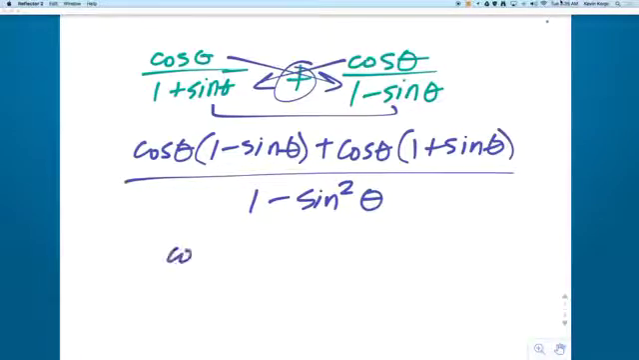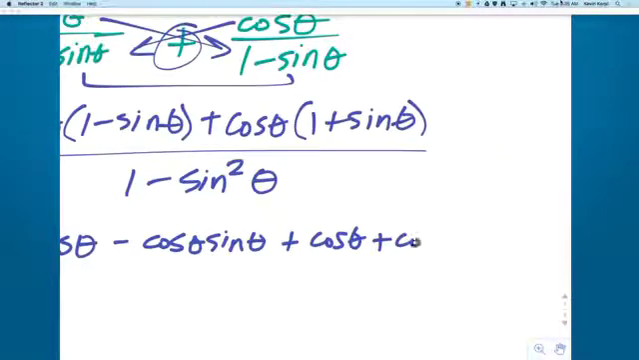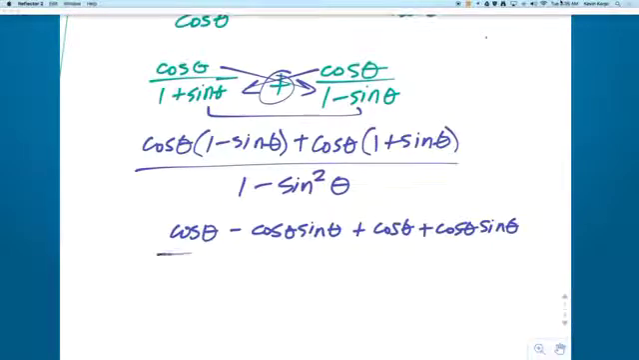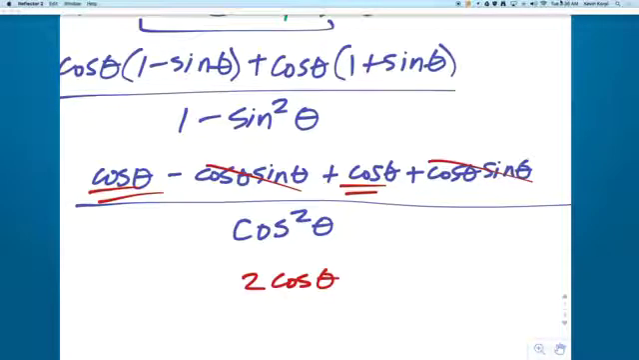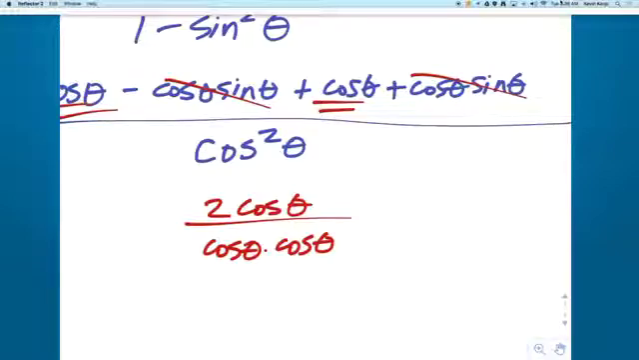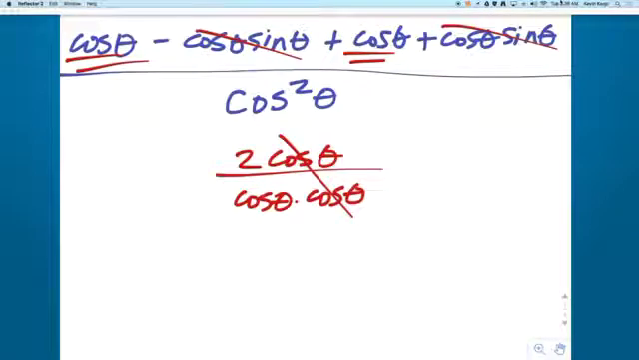Now if you distribute the numerator, you get cosine minus cosine sine plus cosine plus cosine sine. And in the denominator, what's another name for 1 minus sine squared? Cosine squared. Yeah. And in the numerator, your cosines will double, and then your cosine sines cancel. So you're left with 2 cosine of theta all over cosine squared, which is really cosine times cosine. What happens with one of your cosines? Divide out, and you're left with 2 over cosine, which is also known as 2 times secant. Not sine.